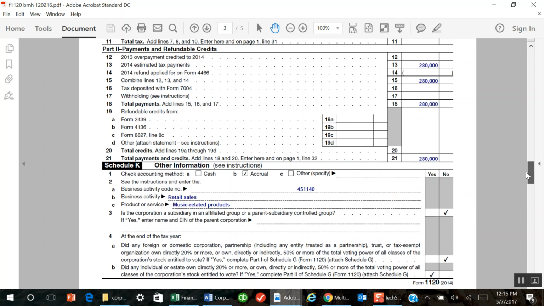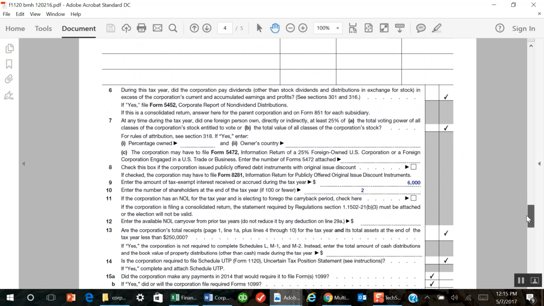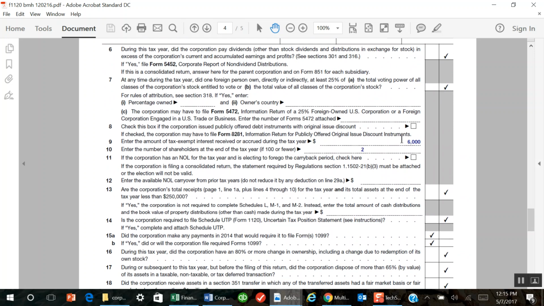Okay, so that's that. I marked you off if you didn't get that right. I also gave you 1 point off if you forgot items 9 and 10, because it was so easy, you guys. Enter the amount of tax-exempt interest received during the year, $6,000, right? It's the $2,500 plus the $3,500 from those bonds.